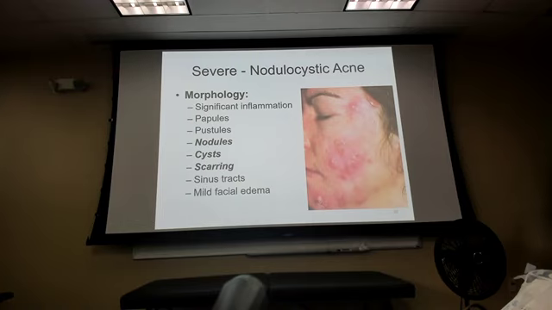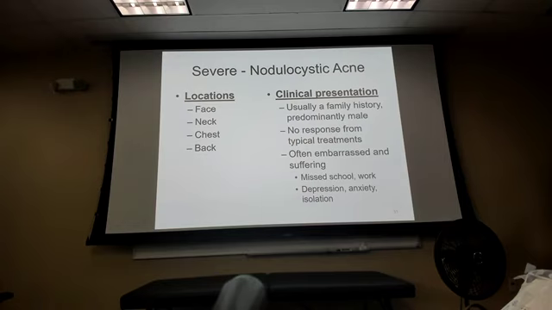Morphology-wise, significant inflammation, papules, pustules, but in bold we see those nodules, cysts, scarring. The next line talks about sinus tracts, so they can go from one lesion to the next and back and forth, causing those tracts. They'll also have edema. Those are the things associated with severe. Face, neck, chest. One of the most important aspects of severe is that it could be on the back also. Okay, so it's spreading around.